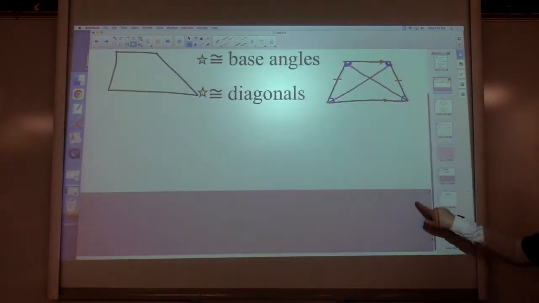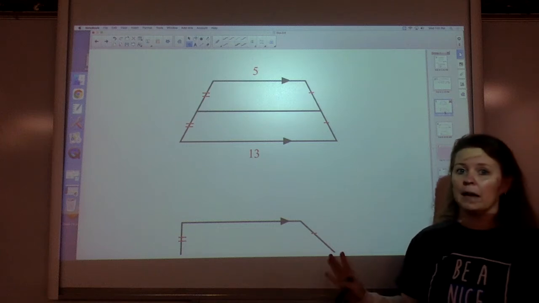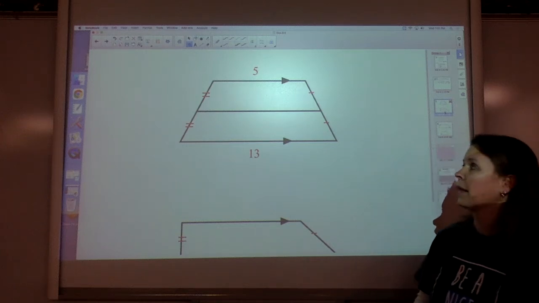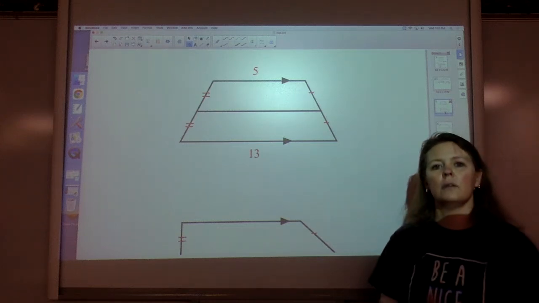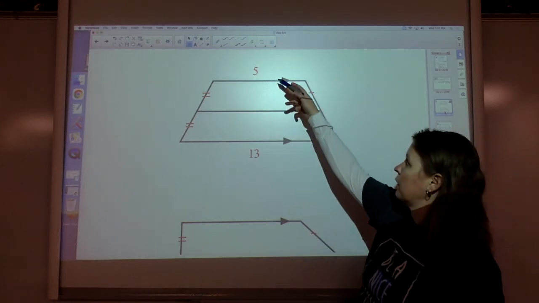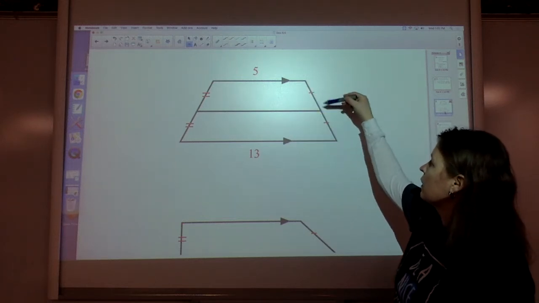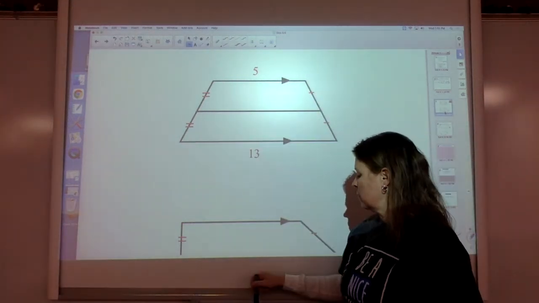All right, enough vocabulary. Now, let's do some example problems. Again, hang in there with the math. I know adding 5 and 13 is a lot, but I think you can do it. And if you can't, I'm going to let you use your calculator. But if you know that 13 and 5 are the length of the bases, these are parallel, which makes it a trapezoid. Those are congruent, which makes this a midpoint.